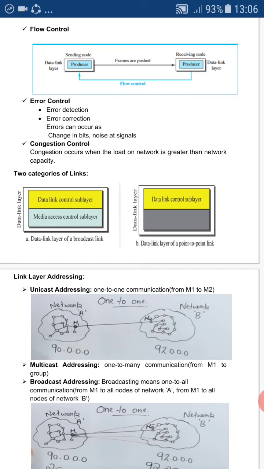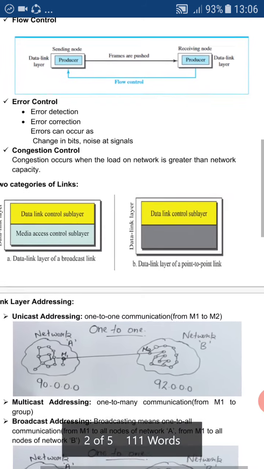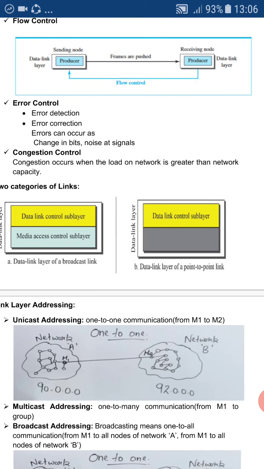The first one, or upper sublayer, is the data link control sublayer. The lower sublayer is media access resolution, or media access control. You can just observe the two diagrams and read the statement below them. In diagram A, we have written it as data link layer of broadcast link. In diagram B, we have written it as data link layer of point-to-point link.